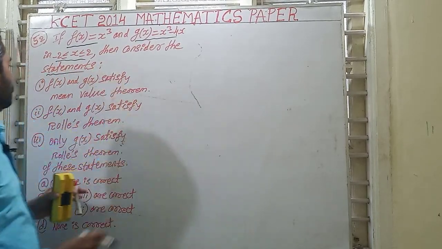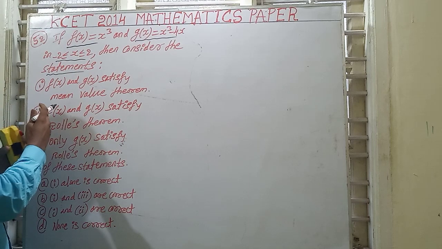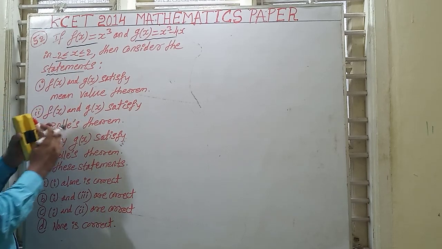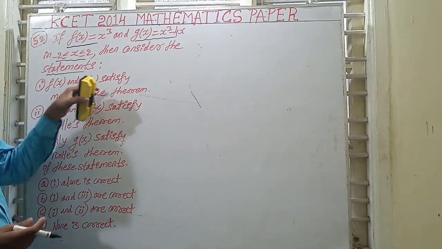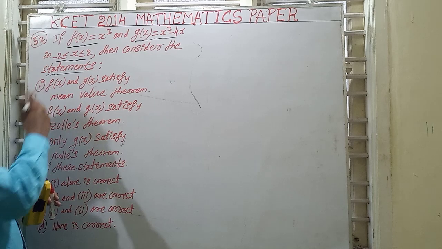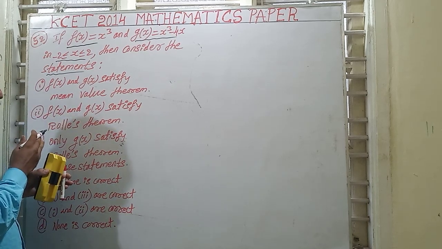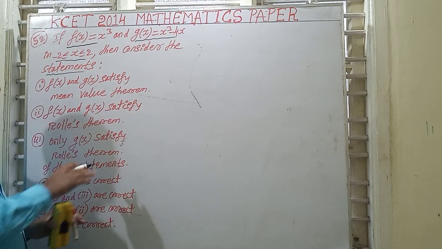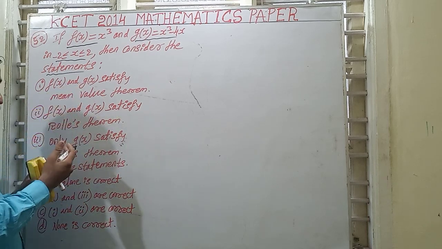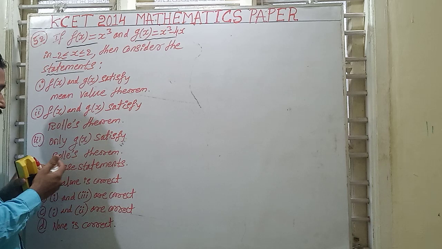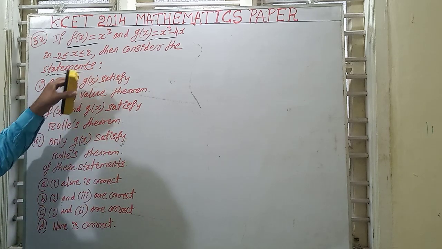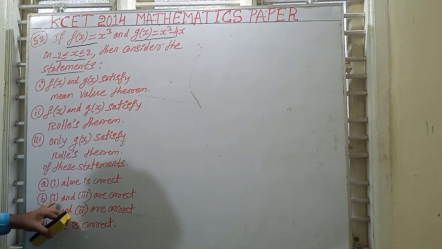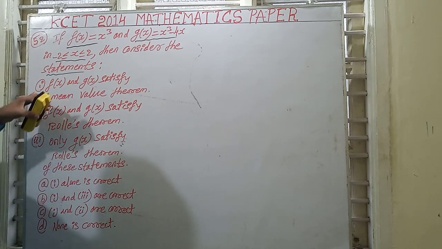We read the statements. All three statements depend on both of the functions, in terms of the mean value theorem and Rolle's theorem. First: f of x and g of x satisfy the mean value theorem. Second: f of x and g of x satisfy Rolle's theorem. Third: only g of x satisfies Rolle's theorem. Of these statements, option A: 1 alone is correct. B: 1 and 3 are correct. C: 1 and 2 are correct.